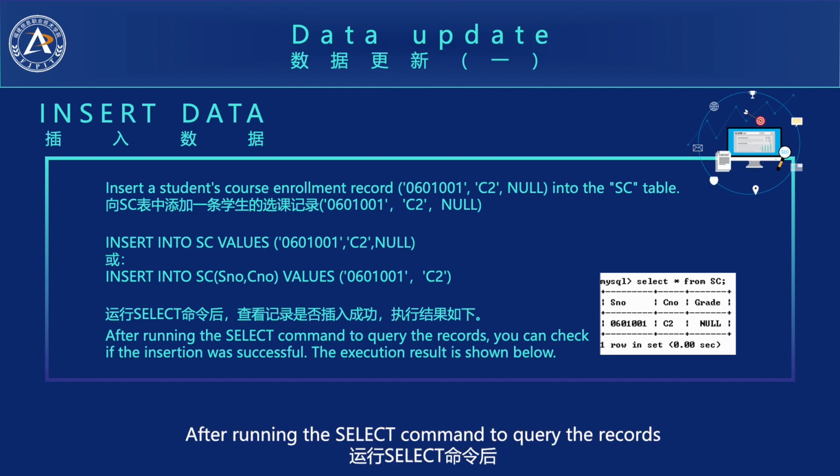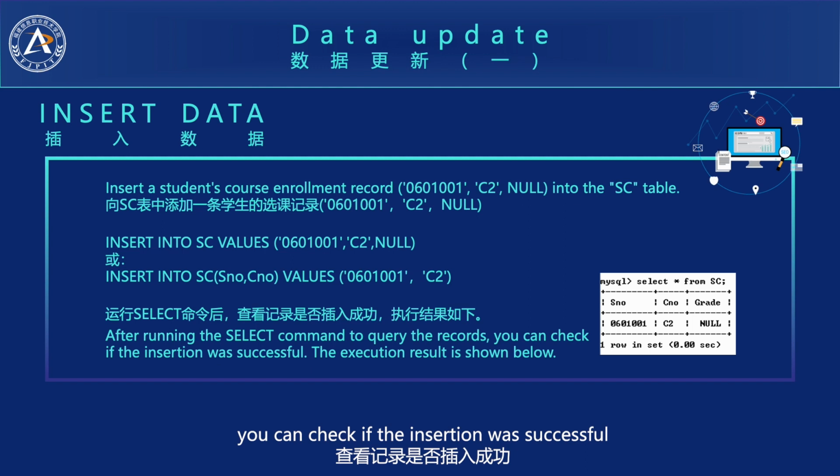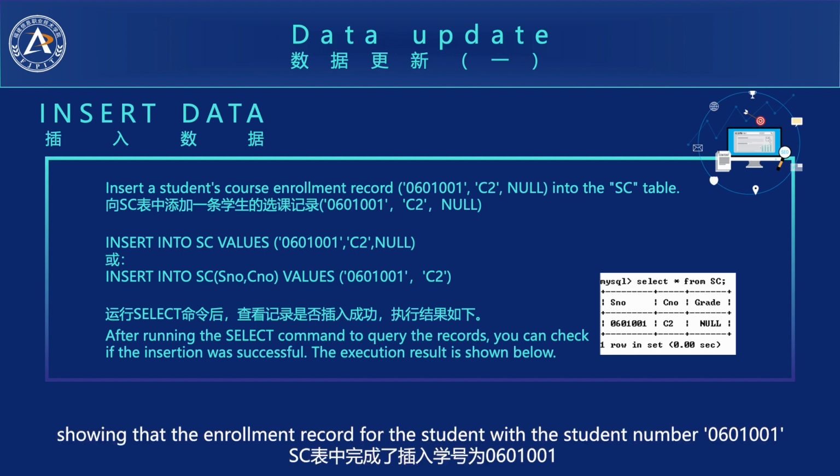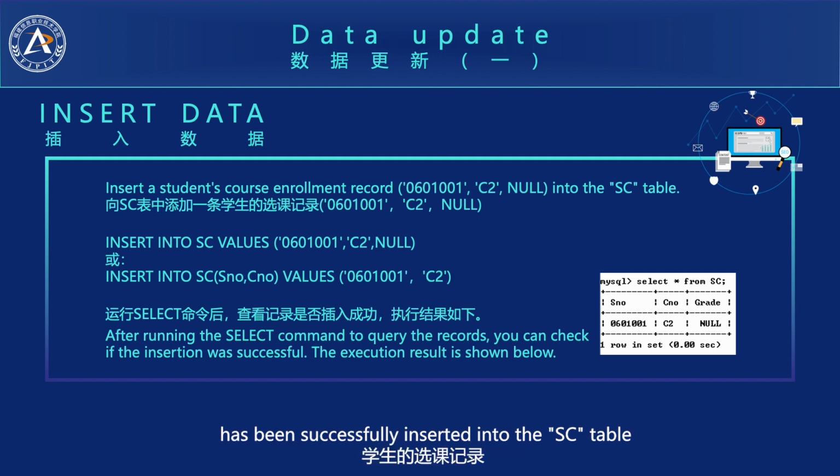After running the select command to query the records, you can check if the insertion was successful. The execution result will be displayed on the screen, showing that the enrollment record for the student with the student number 0601001 has been successfully inserted into the SC table.